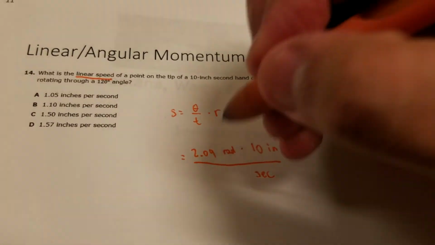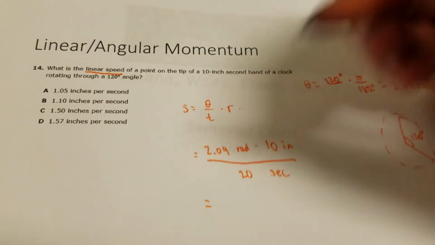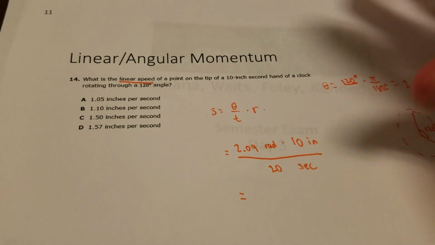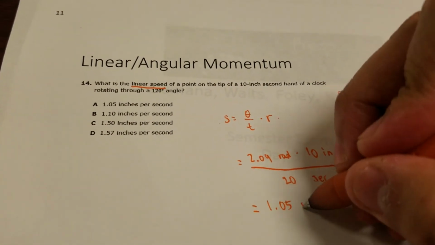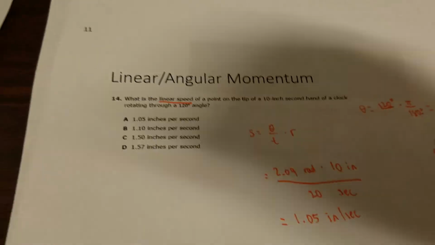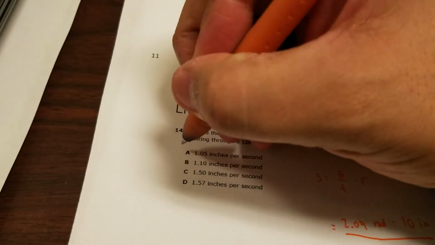When I plug in the 20 over here, I find that my linear speed is 1.05 inches per second, which is answer A.